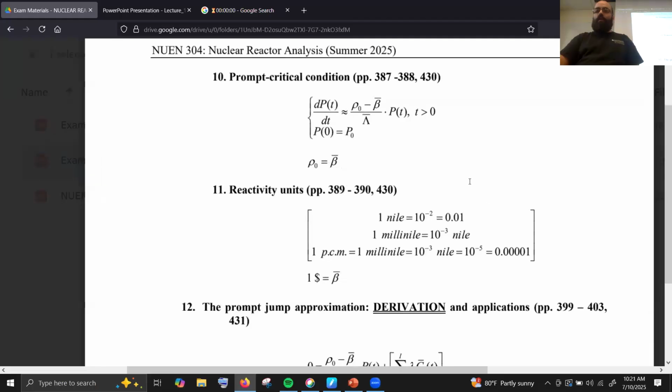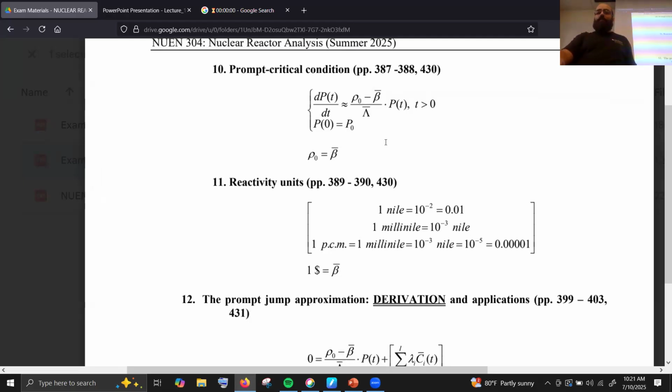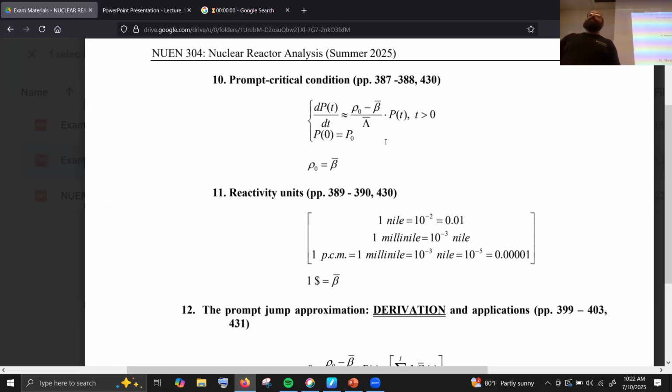The prompt critical condition is the only thing in terms of the point kinetics material that's going to be on homework 6, and I'm going to post homework 6 today. So we're in that same unfortunate situation where I'm assigning homework 6 today, and you get a week for it, which means it's going to be due on the same day as our exam.